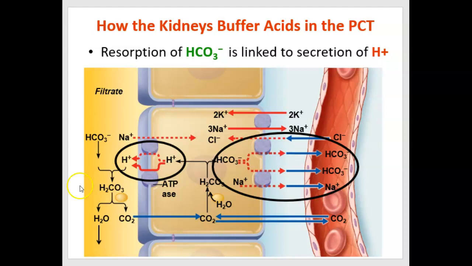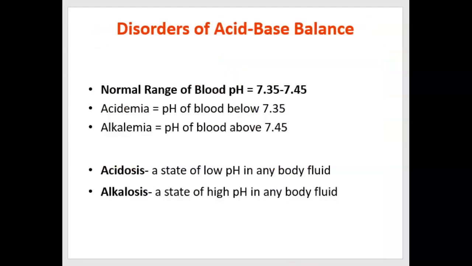So in lab, we'll have a chance to talk about disorders of acid-base balance, and I'm just going to introduce the concept to you here. You know that the normal range of blood pH is 7.35 to 7.45. And in the blood, if the pH of the blood was less than 7.35, we would call that acidemia because we're talking about the blood. If the pH was above 7.45, we would call it alkalemia.